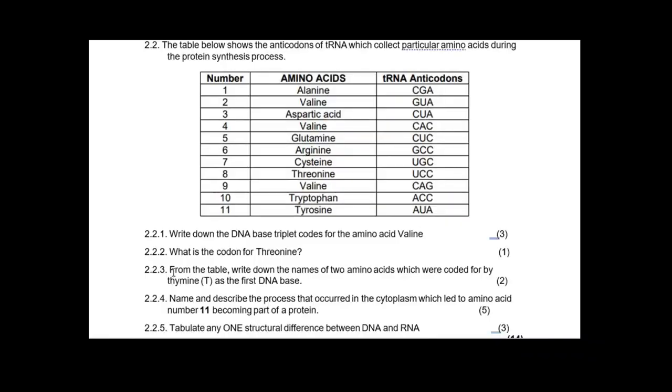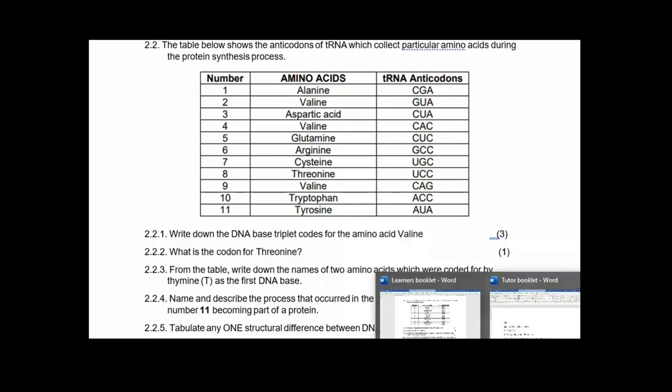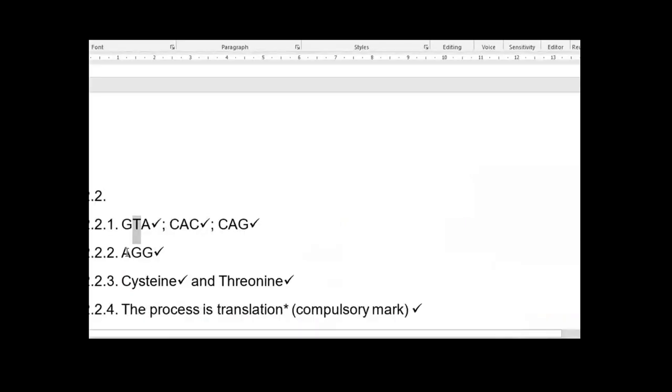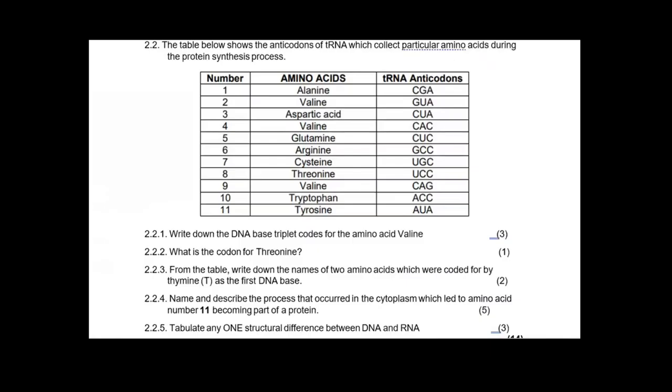Okay. Then 2.2.2 asked, what was the codon for number 9, which is given to you there as UCC on the tRNA. If you are asked for the codon, remember this, if you don't know it, you must give the mRNA codon. So if you have UCC over there, then it'll be AGG on the codon for the RNA. Okay, so that will be AGG.